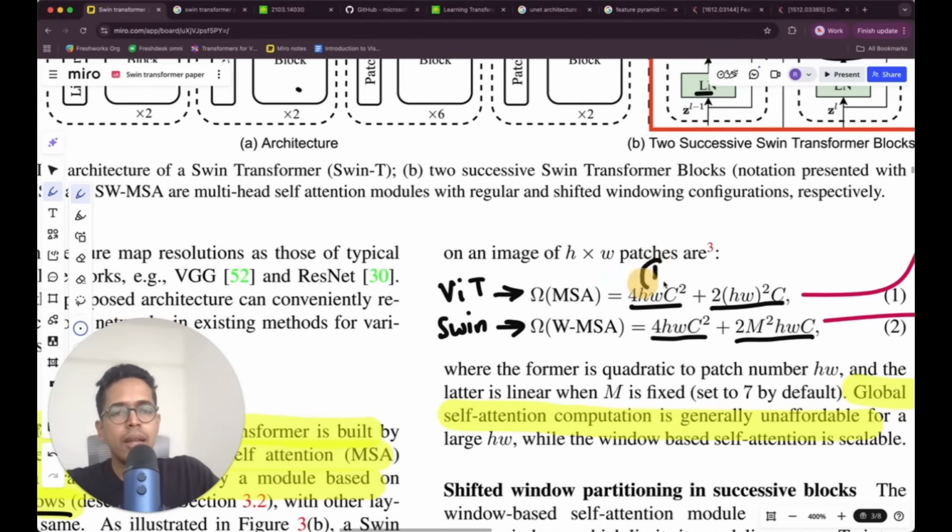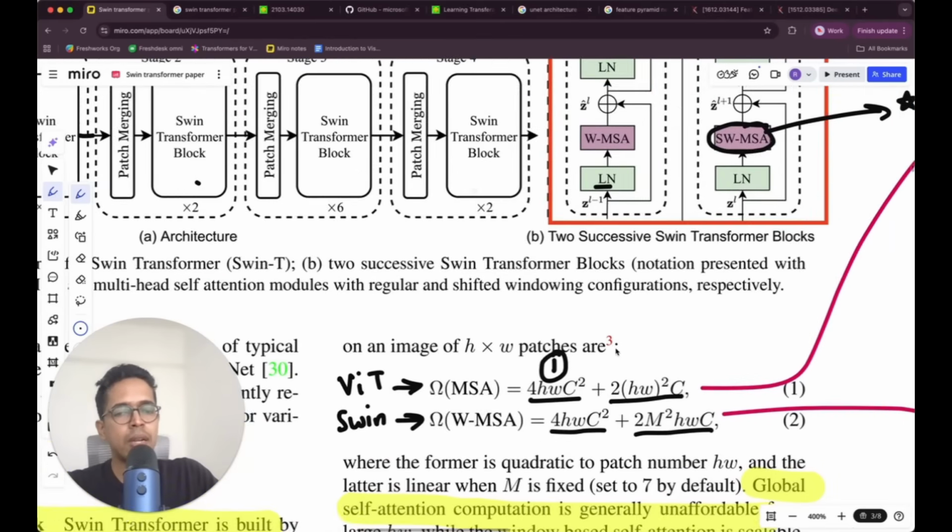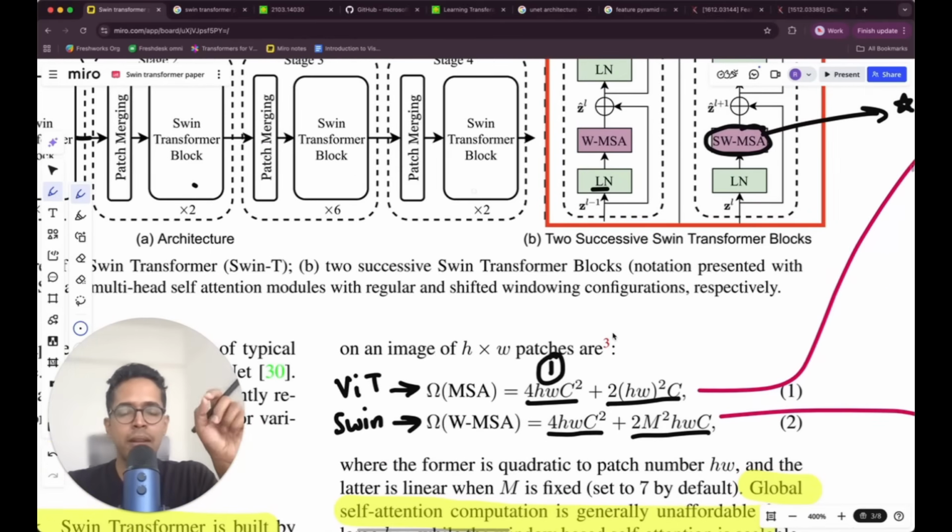This applies equally for Swin Transformer as well as for the normal Vision Transformer. This 4hwC square applies. Now please remember, small h and small w are not the height and width of the image. They are the number of patches along the height and the number of patches along the width.